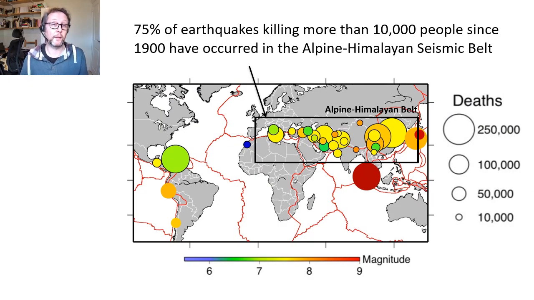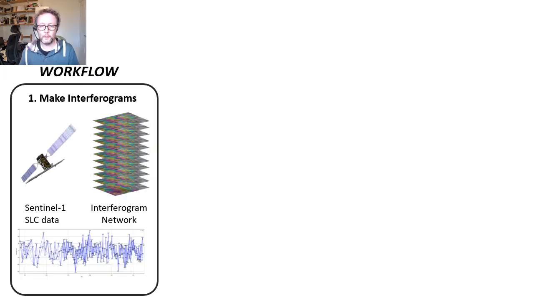So the focus is on the Alpine-Himalayan Belt because primarily that's the location where most people die in earthquakes. 3/4 of earthquakes killing more than 10,000 people since 1900 have occurred in this region. And we now know that combining geodetic strain information with seismicity data can lead to improved estimates of seismic hazard.